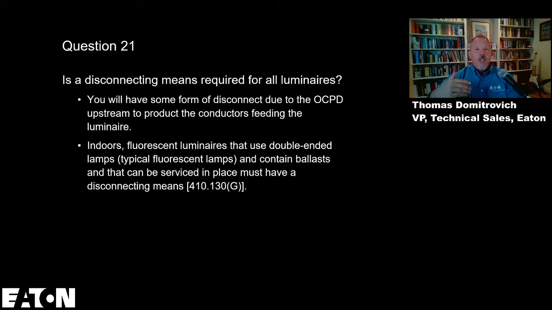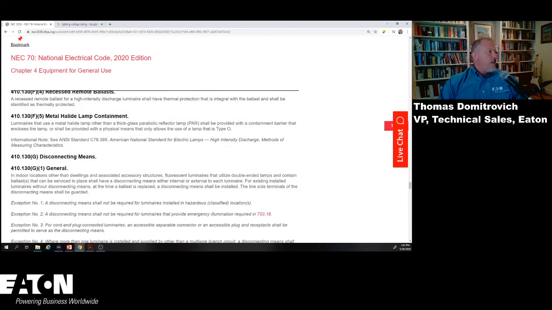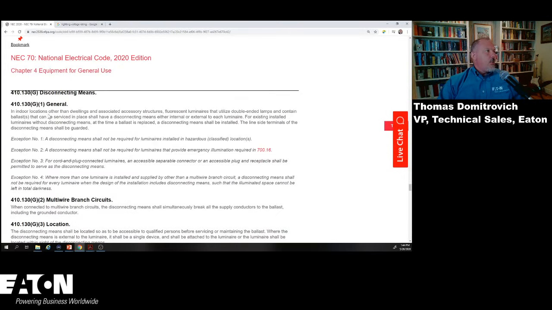Indoor fluorescent luminaires that use double-ended lamps and contain ballast that can be serviced in place must have a disconnecting means. That's in 410.130(G). So if I look at 410.130(G), disconnecting means in indoor locations other than dwellings and associated accessory structures: fluorescent luminaires that utilize double-ended lamps and contain ballast that can be serviced in place shall have a disconnecting means either internal or external to each luminaire. For existing installed luminaires without disconnecting means, at the time a ballast is replaced, the disconnecting means shall be installed.